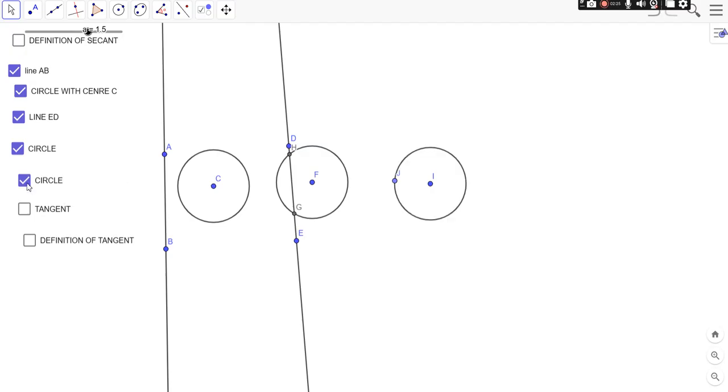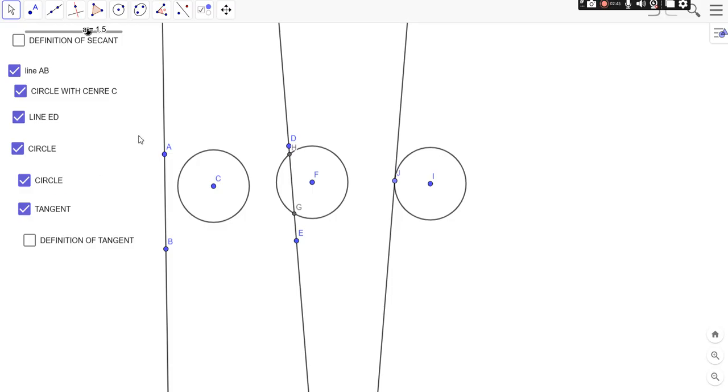Now let's draw another circle having center I. Let us take a point J on the boundary of the circle. Now this is another situation when the line just touches the circle at 1 point. So this is the third situation.